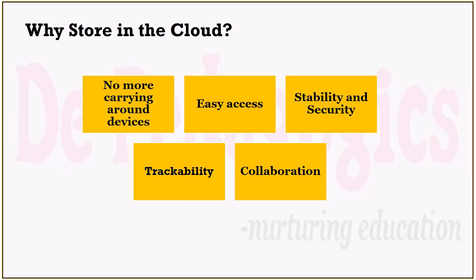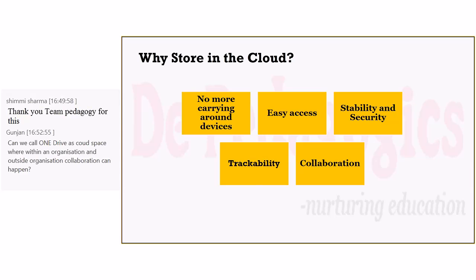So that's what we are saying in the next slide: why store on the cloud? There are just five simple points. We don't have to carry our devices around. It's very easy to access, and our data is stable and secure. It's not going anywhere. You can track it: if somebody is updating it, you know who updated it and when. All that can be tracked very easily. And of course, it's very simple to collaborate within your school, among your teachers. It's easy to access each other's emails and information, in very safe surroundings. That's it, in basic layman's language.